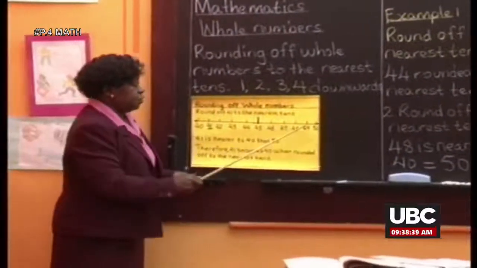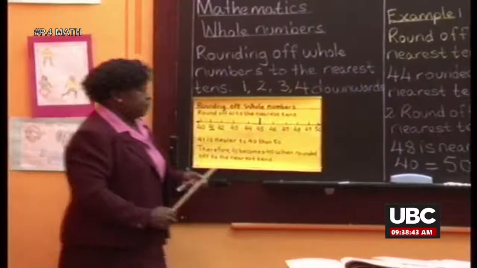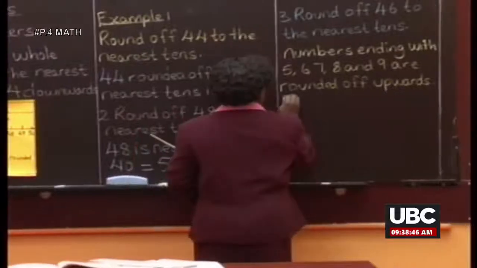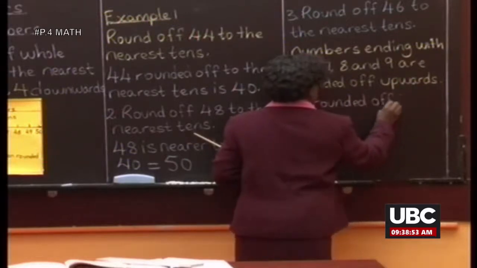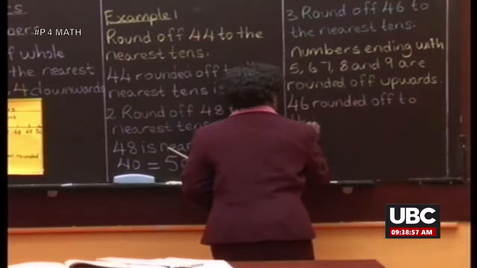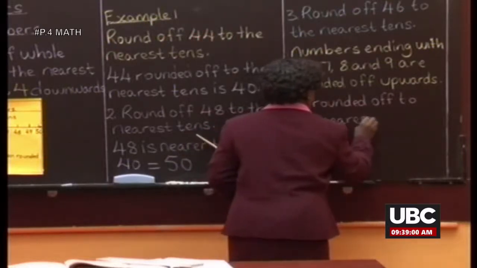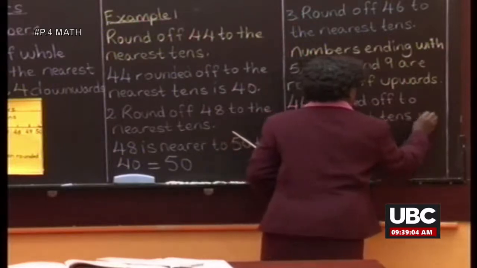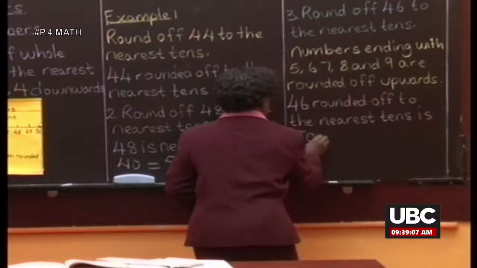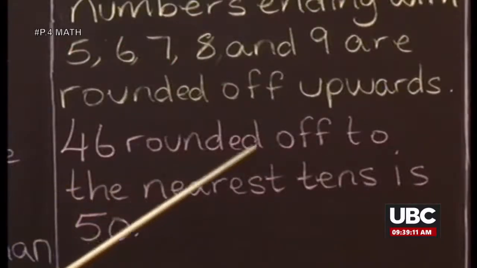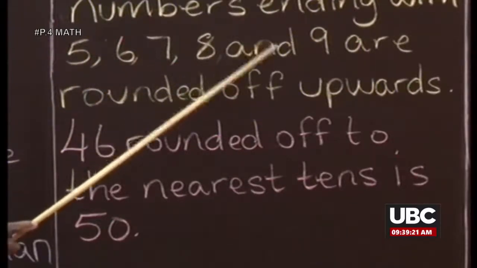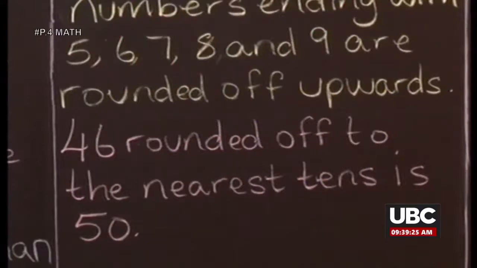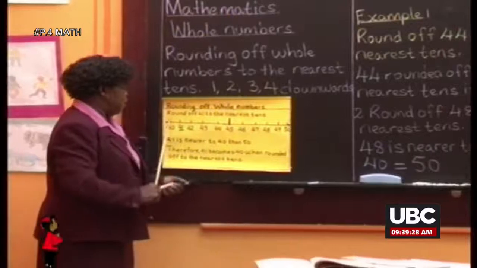46 is nearer to 50 than 40. 46 rounded off to the nearest tens is 50, because remember we said numbers ending with any of these digits, you round off upwards to the nearest tens. So 46 is nearer to 50 than 40.